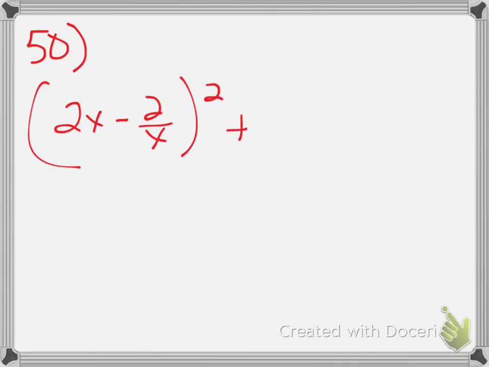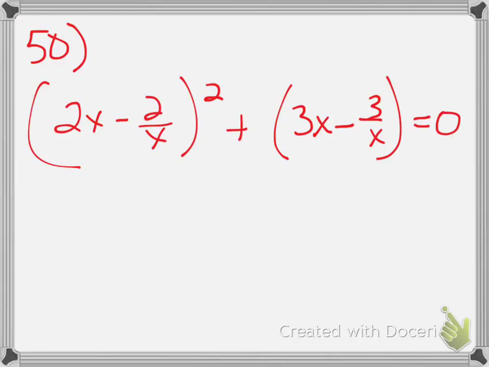All right, so we're continuing and we're looking at number 50. It says if (2x minus 2) over x squared plus (3x minus 3) over x equals 0, then x could be which of the following? So you have 5 answer choices. In all honesty, I would just plug those in.